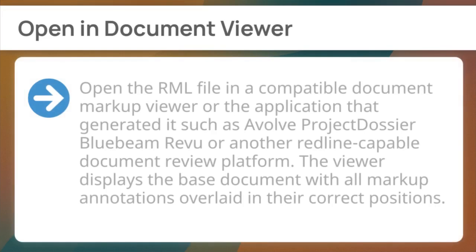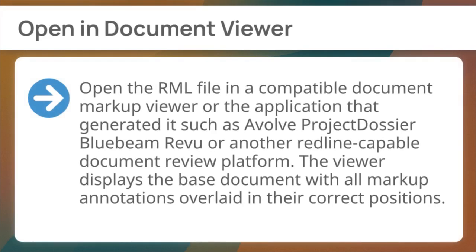First, open in Document Viewer. Open the RML file in a compatible document markup viewer or the application that generated it, such as Evolve Project Dossier Bluebeam Review or another Redline-capable document review platform. The viewer displays the base document with all markup annotations overlaid in their correct positions.